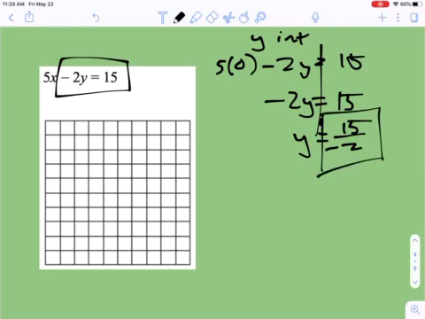But don't panic. Just understand that 15 over negative 2 is basically negative 7.5, and it's negative 7.5 because of that negative sign. So you're going to get some fractional answers for some of these, but just try to think what numbers these are between, keep calm, and then plot them. So good luck with these.